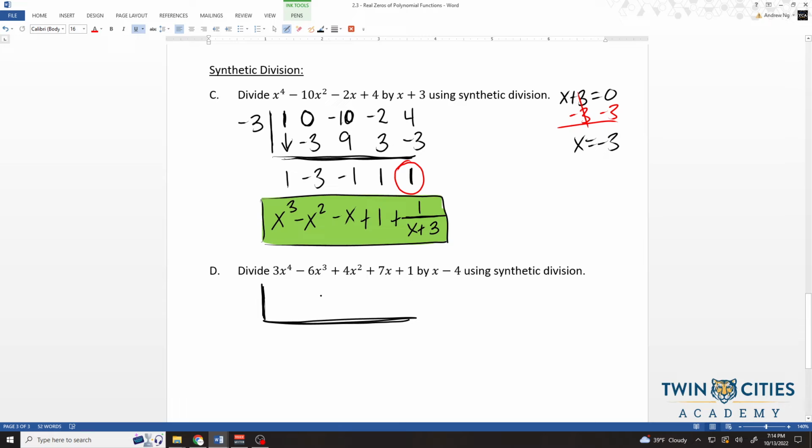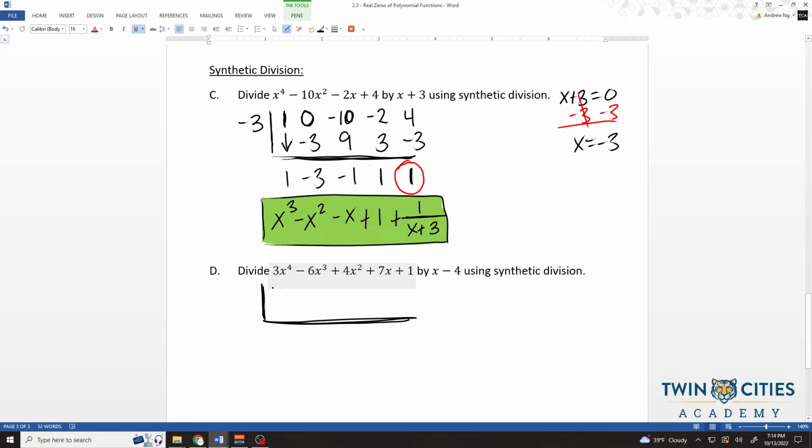And on the inside, I'm going to put these coefficients. First, am I missing any terms? X to the fourth, then third, second, first, and a constant. So I'm not missing anything. I don't need any placeholders like I did with the 0x to the third, because in the first one here, I didn't have an x to the third term. I need to put a 0. That's not the case for this one.